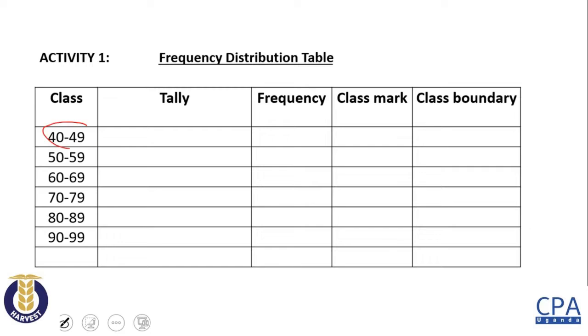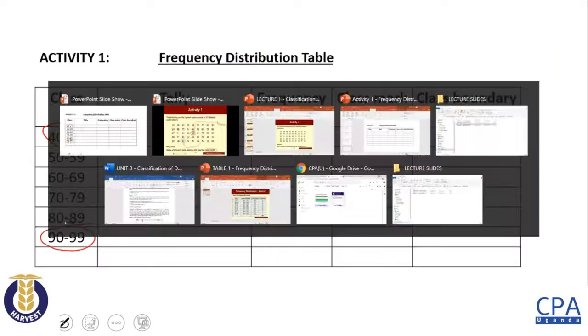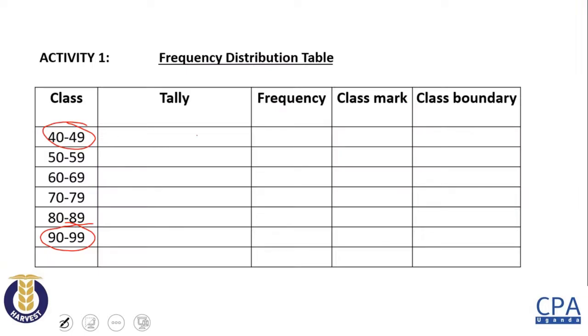So with 40 to 49, I'll be in position to cover the lowest score of 46, and with 90 to 99, I'll be in position to cover the highest score, which is our 96. Now, of course, I've taken on that pattern 40 to 49, 50 to 59, 60 to 69, because the class 40 to 49 is of a size of 10, okay? We shall look at those sizes later, but ideally you will see that I have consistently constructed my class limits following an equal class size.